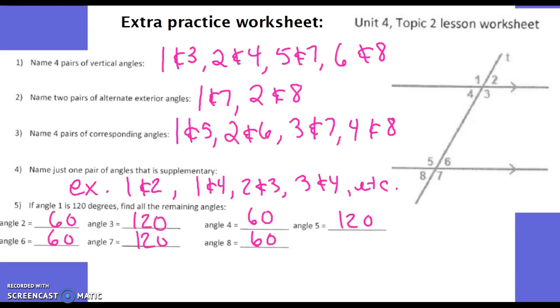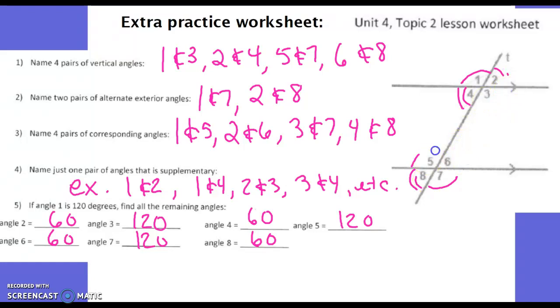Okay, you can check your answers with mine. Notice number 1, the vertical angles, they're the ones that are opposite each other when the 2 lines are crossing. So 1 and 3 are vertical, 2 and 4 are vertical. Same thing happens down here. 5 and 7 are vertical, 6 and 8 are vertical. And vertical angles are equal. That's very important. You'll need to know that when you get to high school geometry.